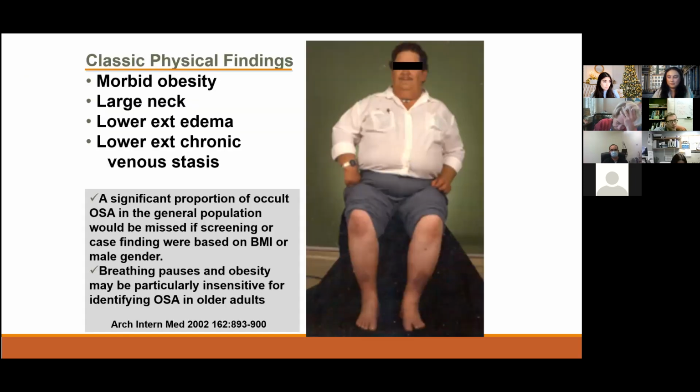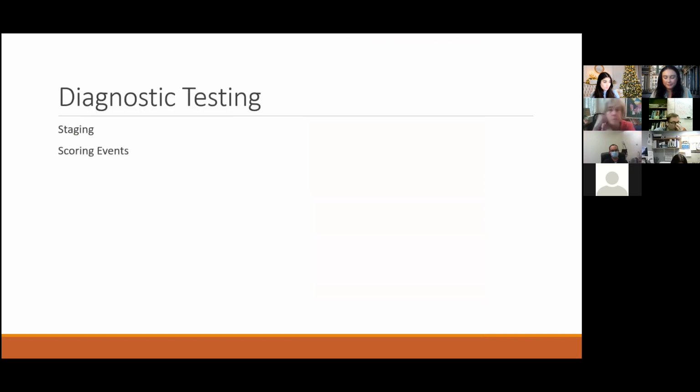But if you just looked for your classic big guy with a large neck who snored, you'd really miss a significant portion of the occult OSA in the general population. And there was a big article published within the last year suggesting there are about 1 billion people worldwide with sleep apnea who are undiagnosed, and that number's probably getting worse as our obesity rates just get higher and higher.